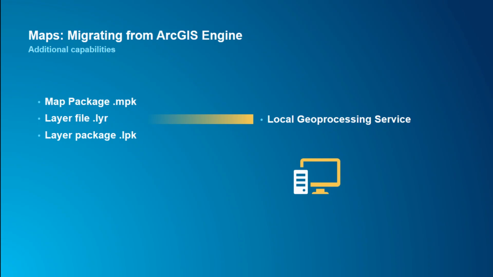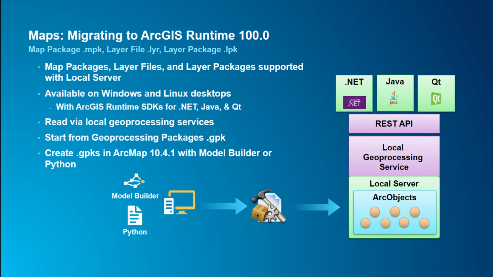Let's talk about those same formats, map packages, layer files, and layer packages in the context of local geoprocessing services as well. Again, we still support some of these content types from ArcGIS Engine, but via geoprocessing services. What that really means is you, as a developer or author of a workflow, would need to write either a Python script or a geoprocessing model using Model Builder that can access that content, a layer file or a layer package or a map package.